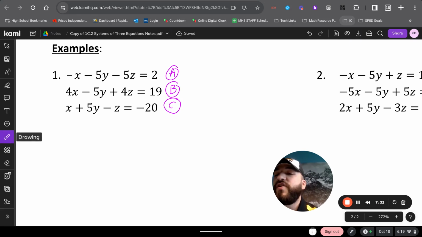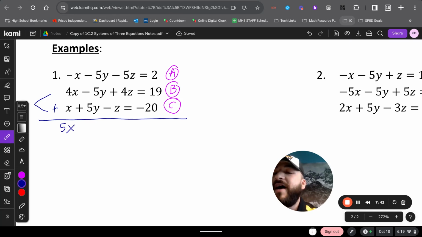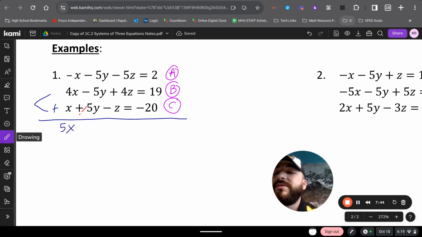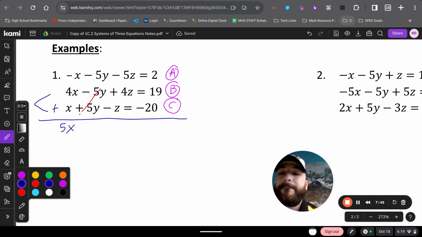So let's take those first two equations right here, and we are going to add them together. So 4x plus x will give me 5x. Negative 5y and 5y are going to cancel out. 4z minus z would give me 3z.